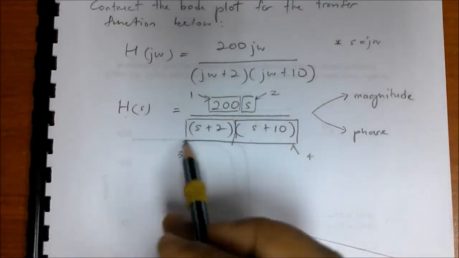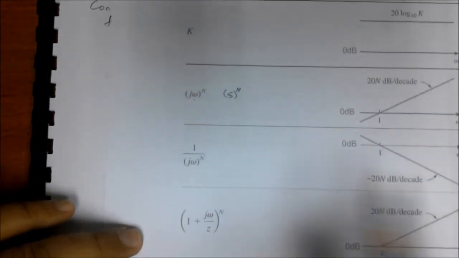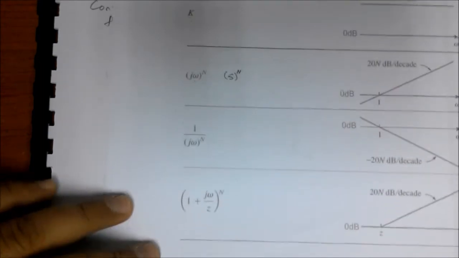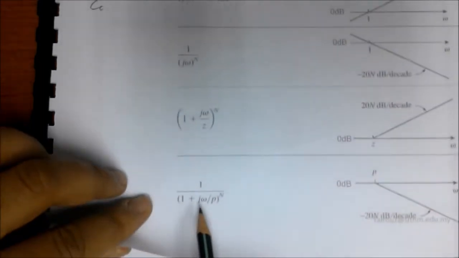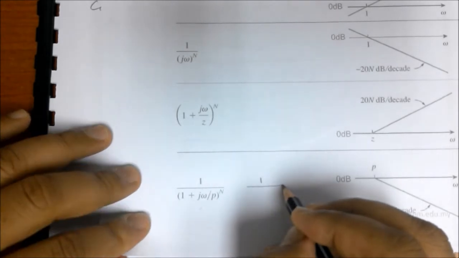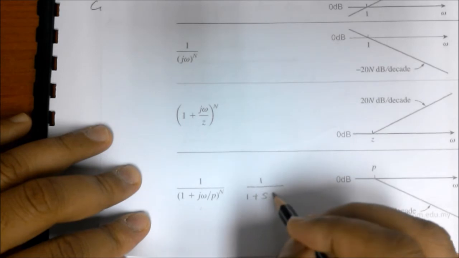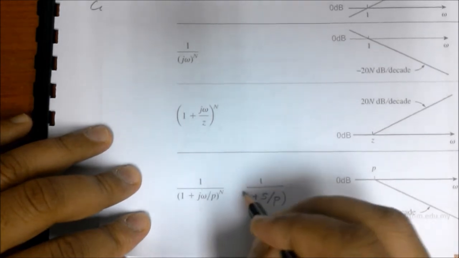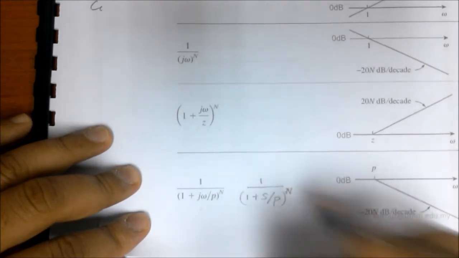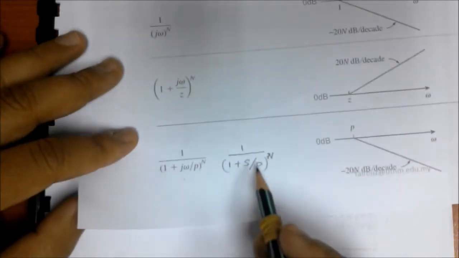And then the third factor here refers to this one, actually, 1 plus s over p, and the same with the fourth factor, which also refers to this one.